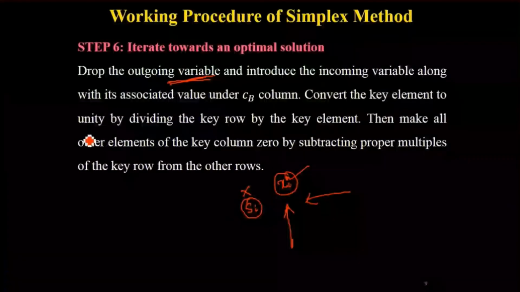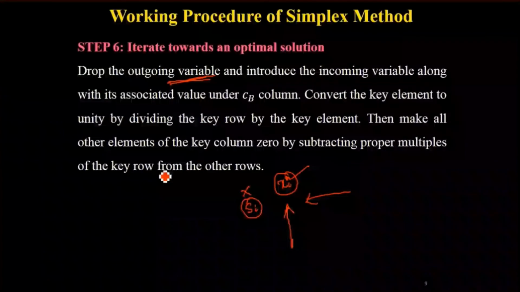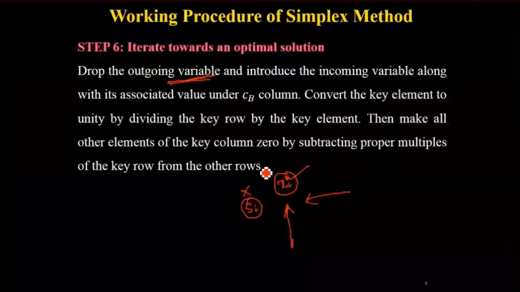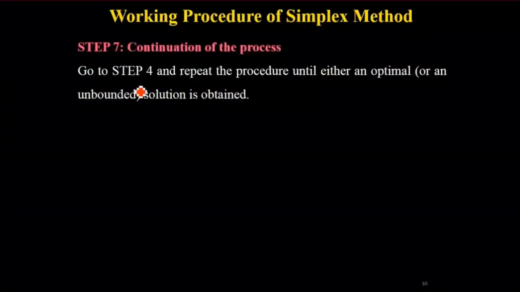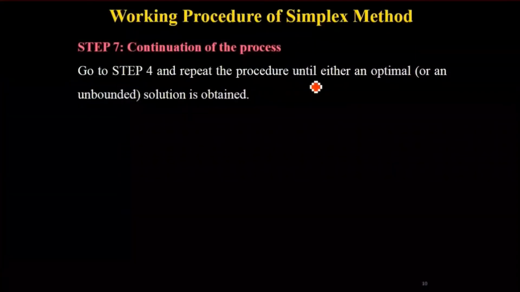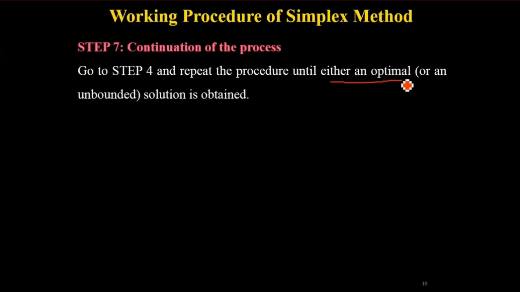Convert the key element to unity by dividing the key row by the key element, then make all other elements of the key column 0 by subtracting proper multiples of the key row from the other rows. We will see those things, then it will be more clear from the tabulation. The last step is to go to step 4 and repeat the procedure until either an optimal or an unbounded solution is obtained.